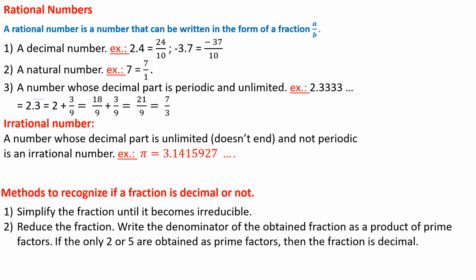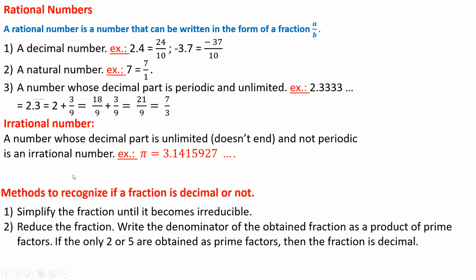Finally, a number whose decimal part is periodic and unlimited, for example, 2.3333, which is 2.3 bar. How do we write it as a fraction? I split between the whole part and the period. So the whole part is 2, I write 2 plus. Here the period is 1 digit, 3. So always when the period is 1 digit, I write the period over 9. If the period is 2 digits, I write the period over 99.